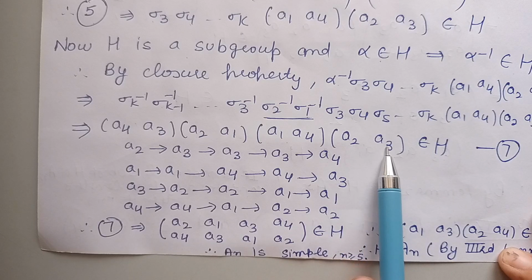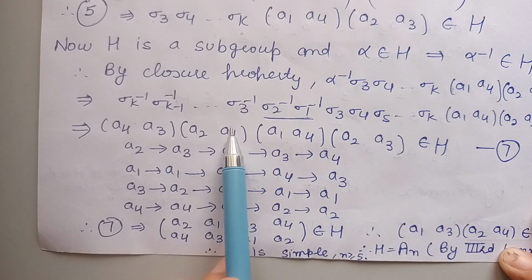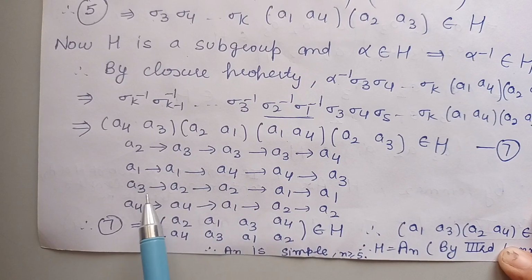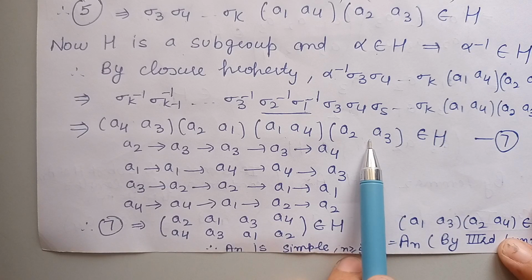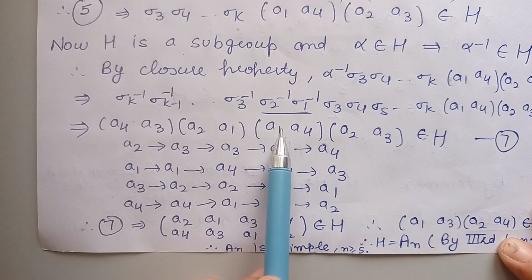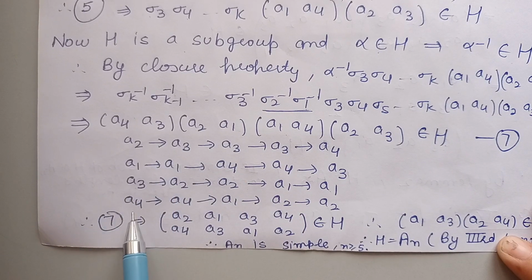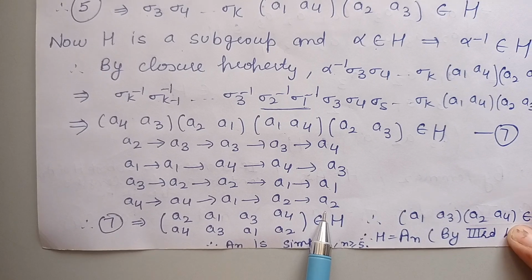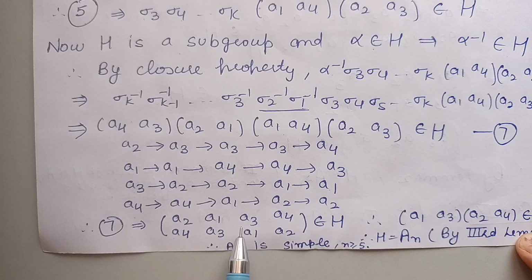Here A3 goes to A2, then here A2 goes to A2, here A2 goes to A1, and here A1 goes to A1. So finally A3 goes to A1. Here A4 goes to A4, then here A4 goes to A1, here A1 goes to A2, and here A2 goes to A2. So finally A4 goes to A2. So we have obtained the cycle in which you can see A2 goes to A4, A1 goes to A3, A3 goes to A1, and A4 goes to A2.